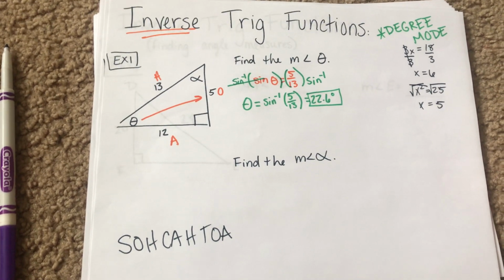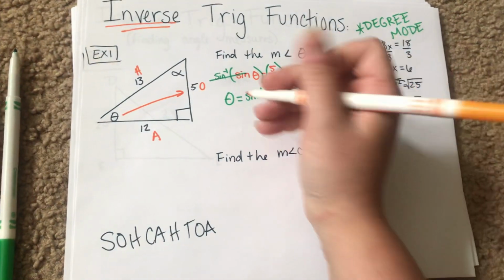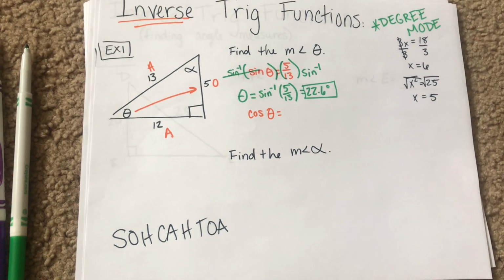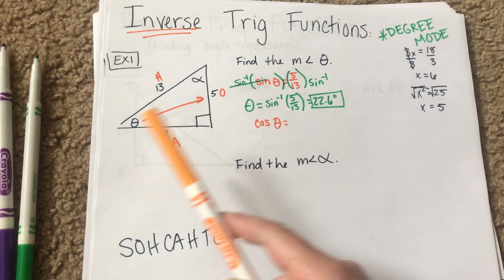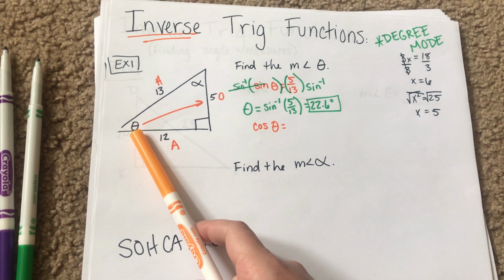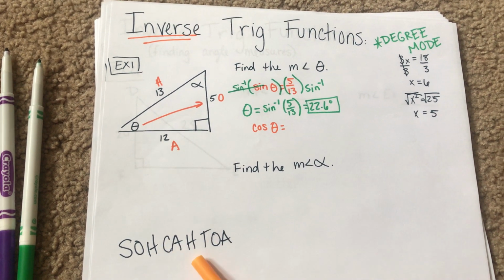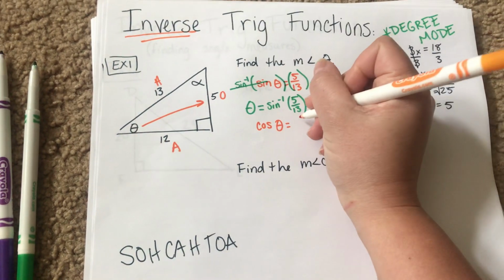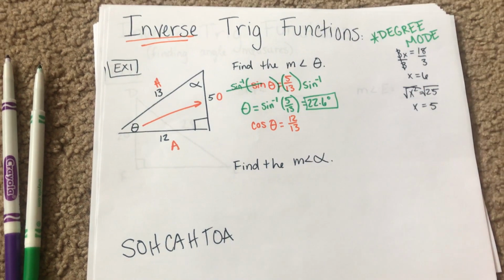Now, if we want to do this another way, I said we could do it 3 different ways. We could also talk about cosine of theta, because we aren't always given the opposite. Sometimes we're given the adjacent. So in this case, if we were looking at the cosine of theta, we would want the adjacent, cosine is adjacent over hypotenuse, I'd want my 12/13, and that's our ratio.